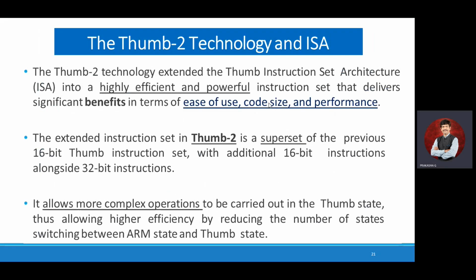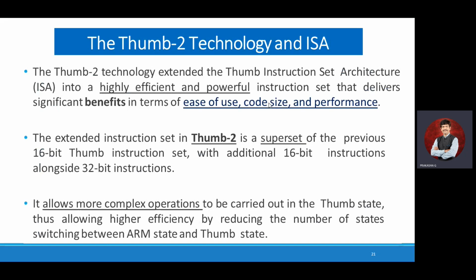Thumb2 technology extended the thumb instruction set architecture, that is ISA, into a highly efficient and powerful instruction set that delivers significant benefits in terms of ease of use, code size and performance. Code size means code density. You can increase the code as much as you want, because I'm dealing with only 16-bit data. It occupies 50% less memory, so I can go for more instructions. The extended instruction set in Thumb2 is a superset of the previous 16-bit thumb instruction set with additional 16-bit instructions along with the 32-bit ones.